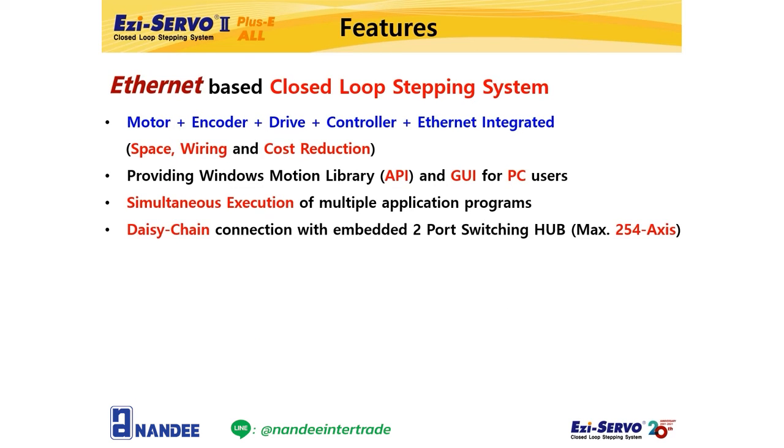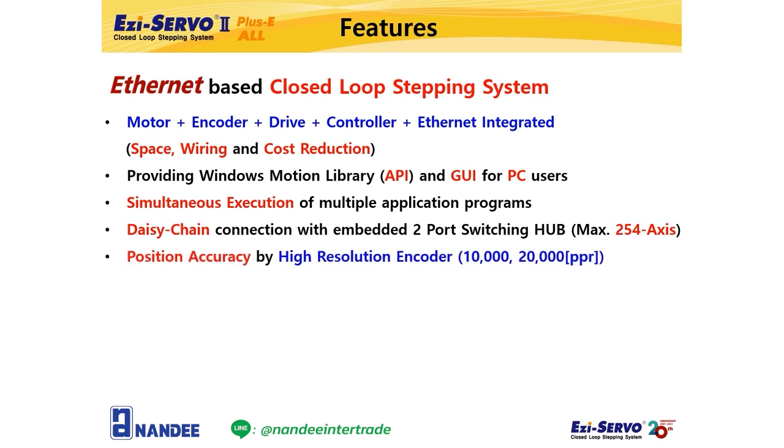Also, built-in 2-port switching hub allows up to 254 axes to be connected. Compared to the RS485 communication-type product, Easy Servo All, which was limited to 16 axes even at maximum, Easy Servo 2 plus E-All has 10 times faster communication response time, so you can see that the number of connectable axes has increased. Also, a high-resolution encoder is attached to enable precise position control. It depends on the motor size, but up to 20,000 ppr resolution encoders can be used.